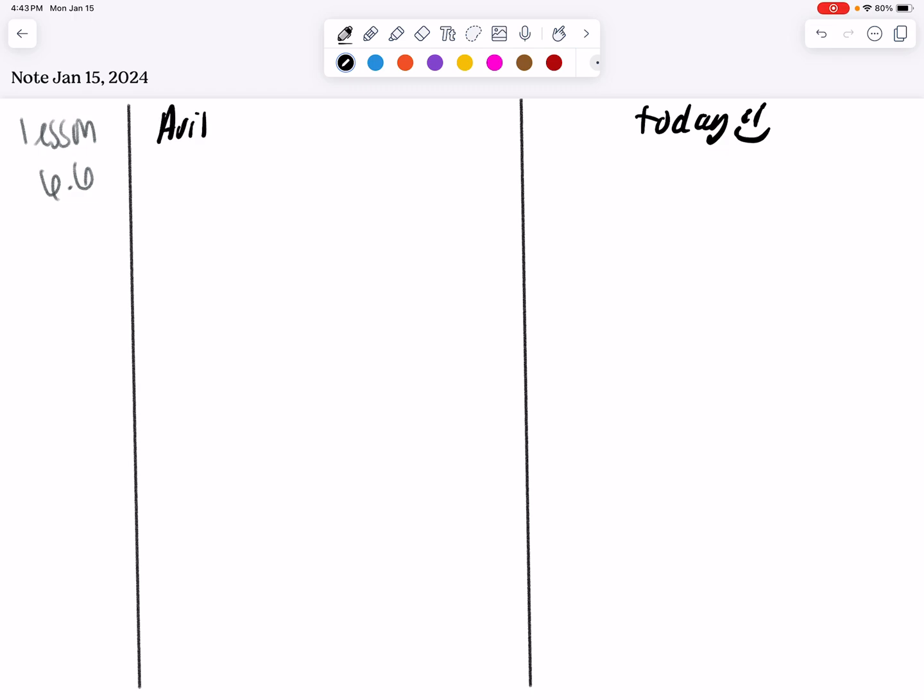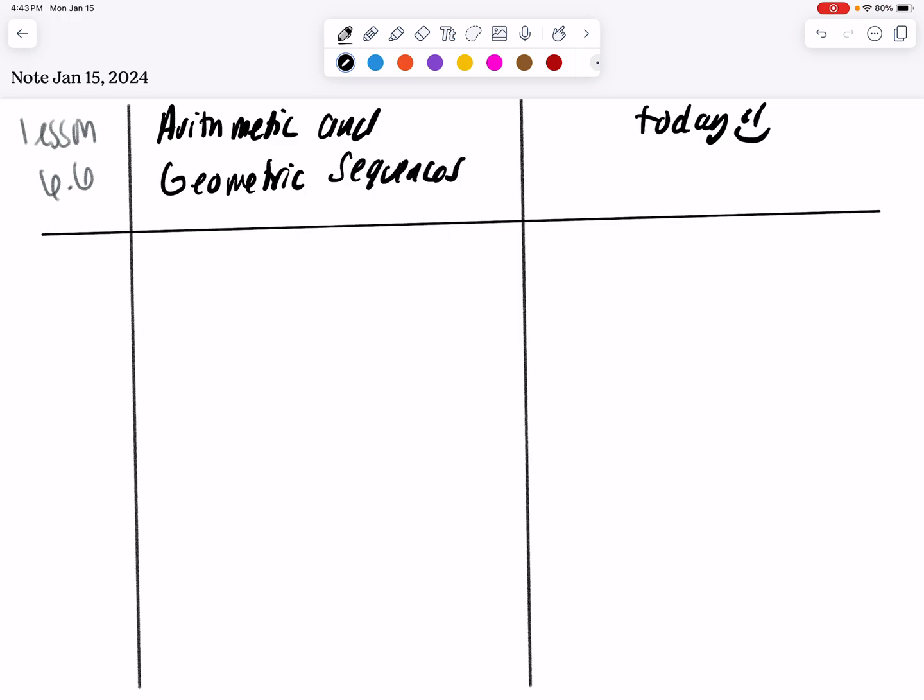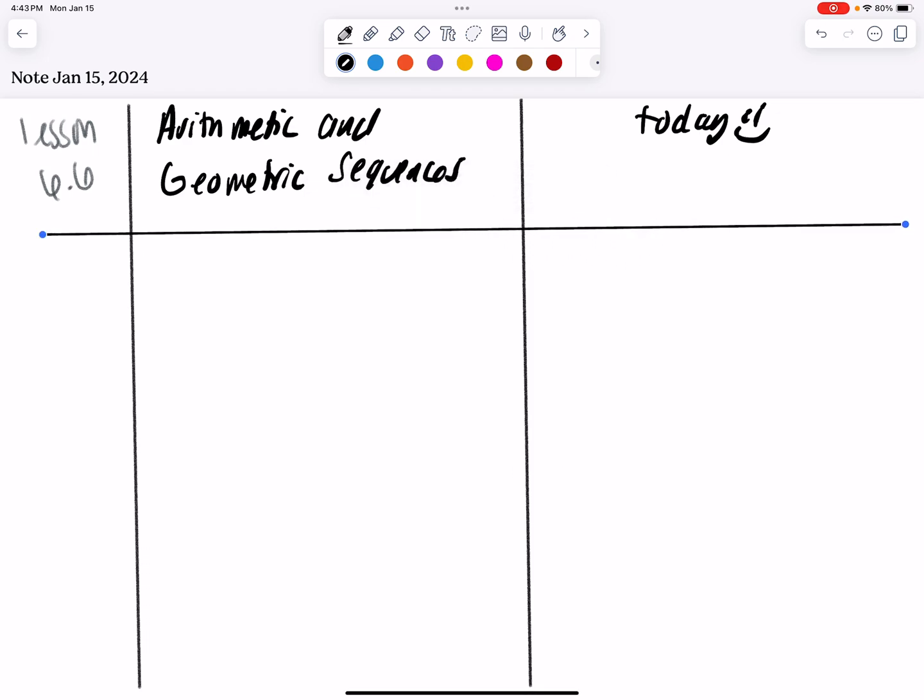Arithmetic and geometric sequences. Okay. So we do have vocab today, so let's talk about it. The first vocab is sequence.